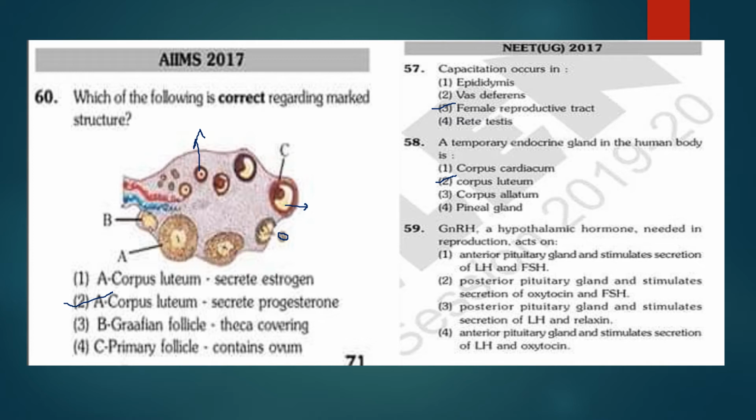Okay, and next is gonadotropin releasing hormone, a hypothalamic hormone needed in reproduction, acts on. This acts upon the anterior pituitary gland and thereby it stimulates LH and FSH. We have already discussed that gonadotropin releasing hormone is produced by the hypothalamus, and this acts upon the pituitary gland to produce two types of hormones. They are luteinizing hormone as well as follicle stimulating hormone. Okay, so here the first option is the correct one.